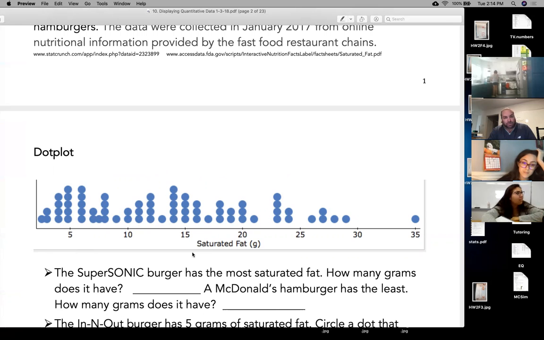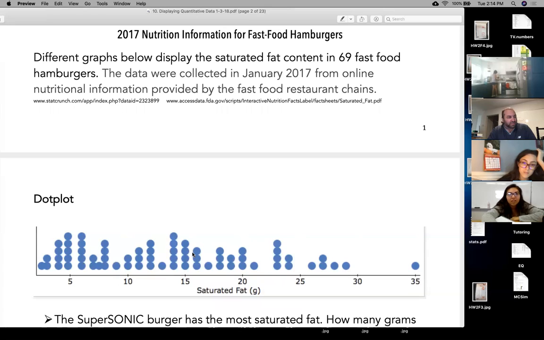Don't actually count them, because I basically told you. How many are in the picture? 69, right? There's 69 dots for the 69 different fast food restaurant chains, correct?